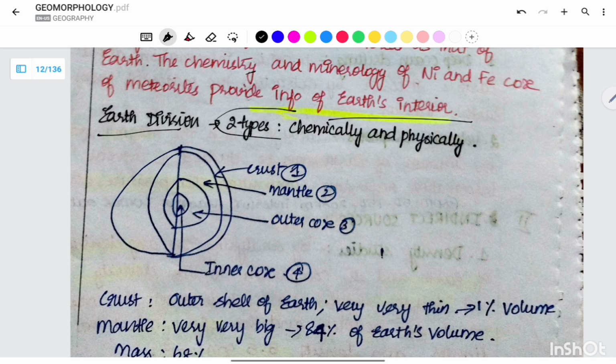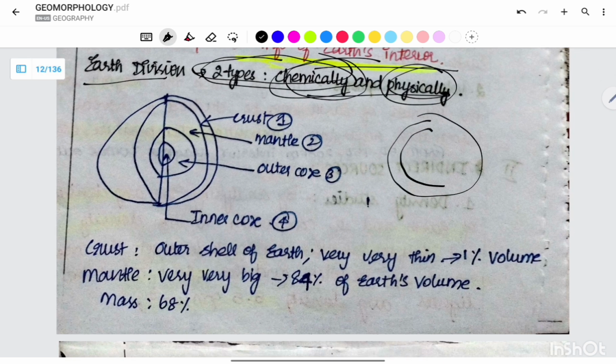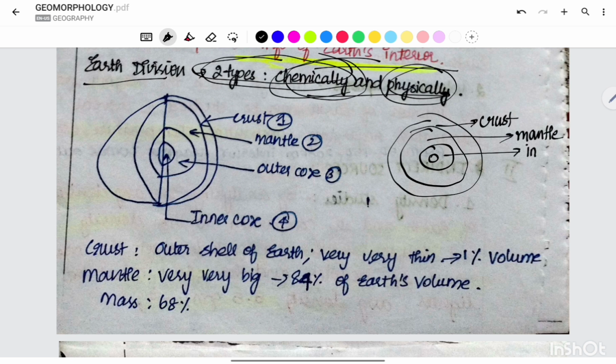Now, the Earth's division. There are two types of divisions: a chemical division and a physical division. Now, what is the Earth made up of? The first thing is the crust, and then we have the mantle, outer core, and inner core. This is the crust, then the mantle, this is the inner core and this is the outer core.